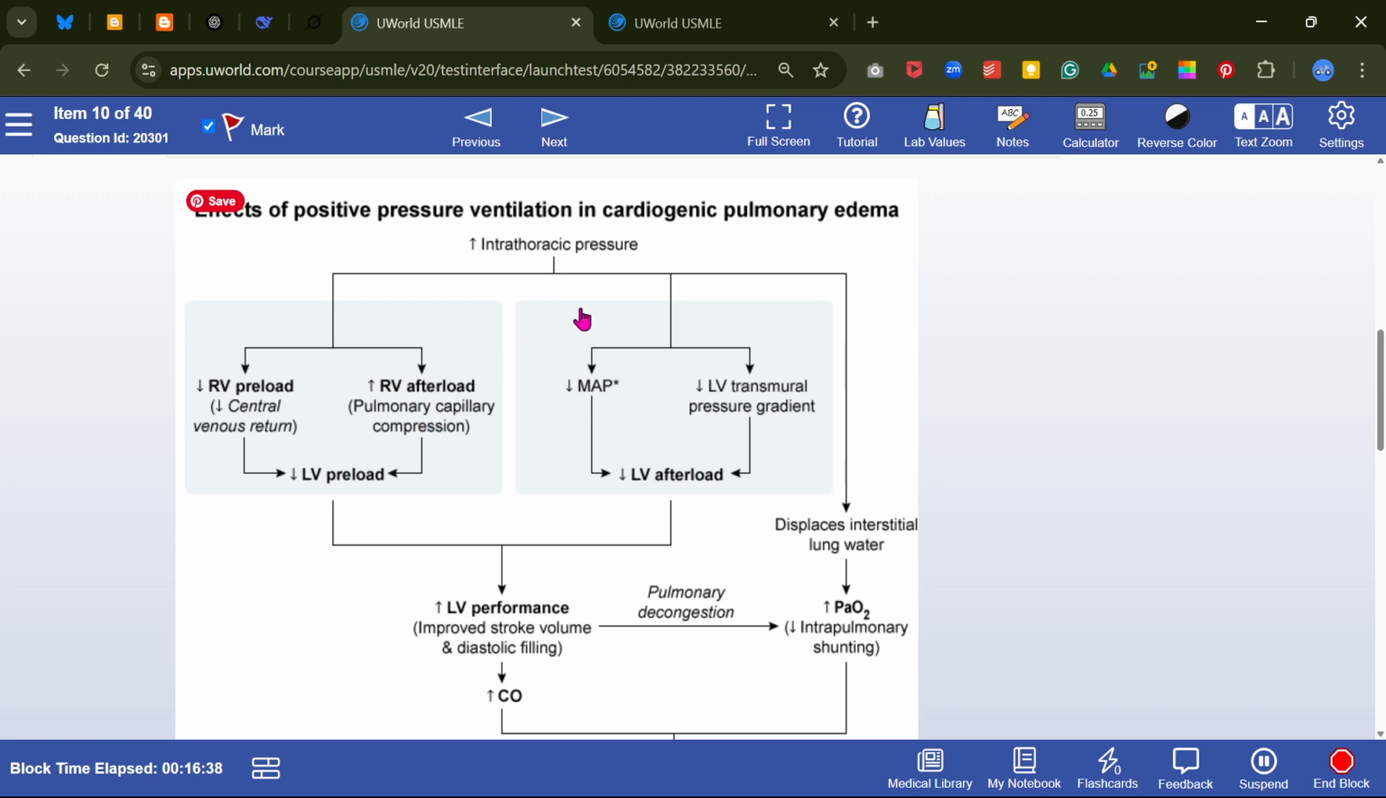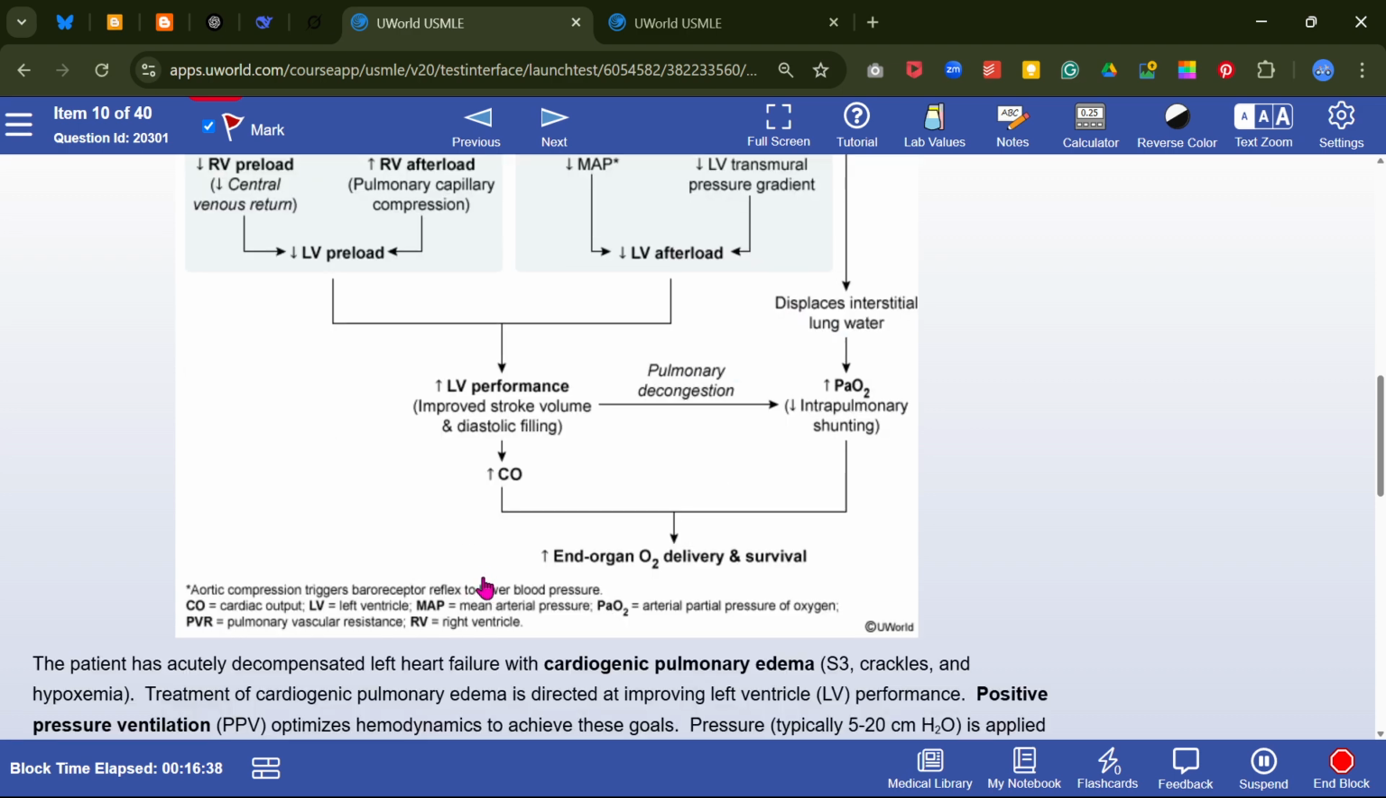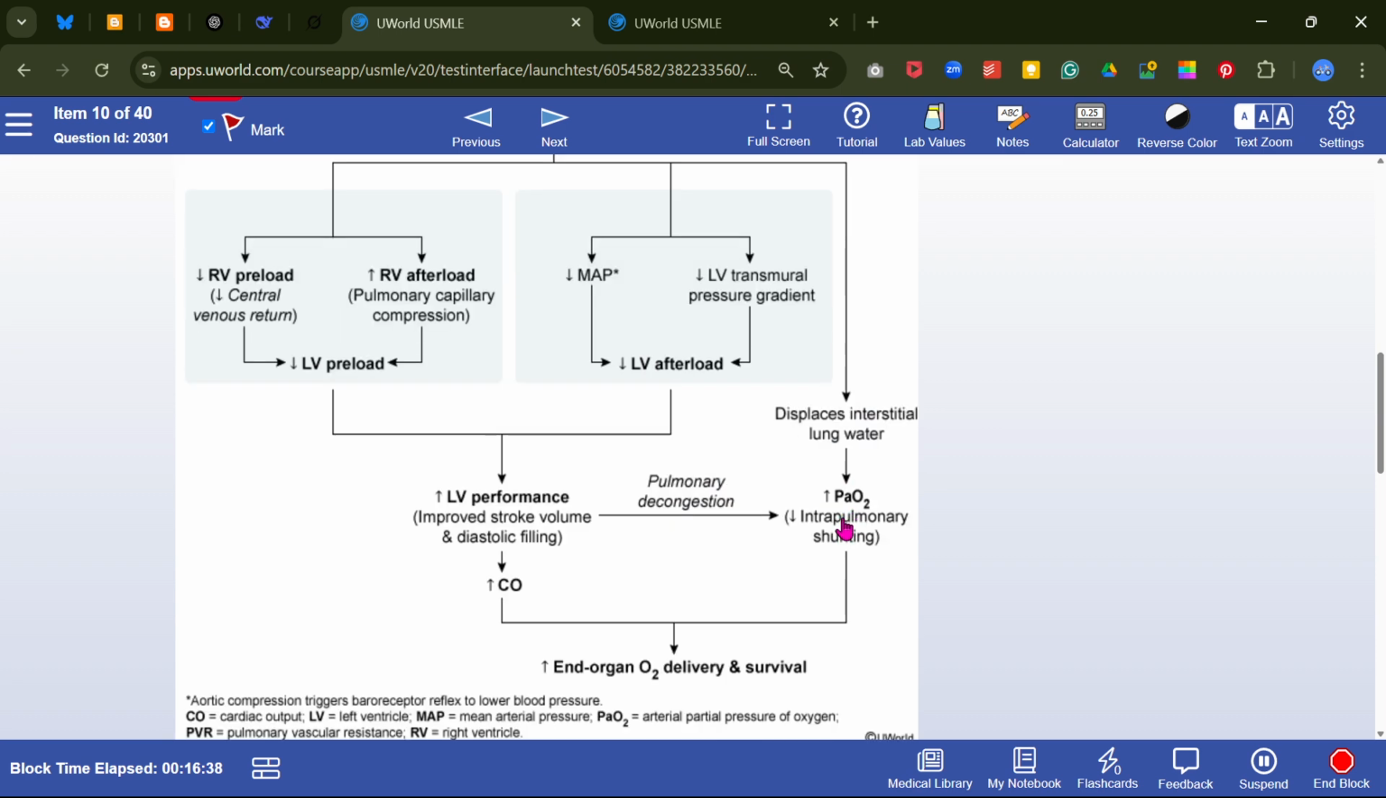If there is any increase in intrathoracic pressure, it will decrease the mean arterial pressure. It will decrease the left ventricle transmural pressure gradient, which will decrease the left ventricular afterload. So left ventricular preload is decreased and afterload is decreased, so left ventricular performance increases, relieving pulmonary congestion, increasing PaO2 and cardiac output, and increasing end organ oxygen delivery and survival. An increase in intrathoracic pressure displaces interstitial lung water, which will increase PaO2.